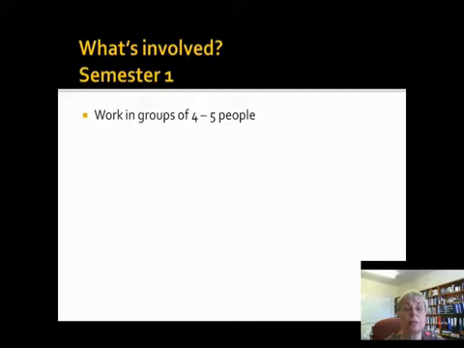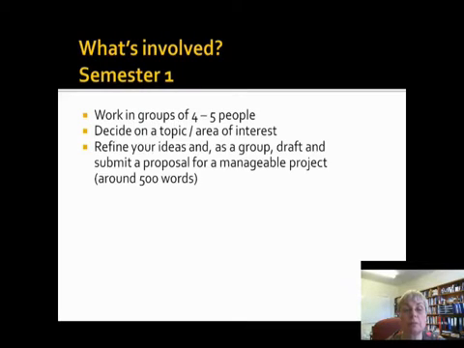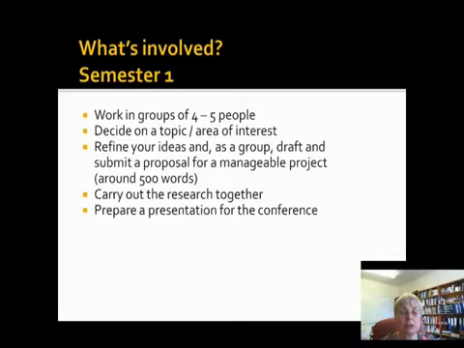Well, as you know, you'll be working in groups, and these groups have been predetermined. They're groups of 4 to 5 people, and you'll work with them on Friday when we all meet up together in lecture room 5 at 12 o'clock. First thing you do is decide on a general area that you can all be interested in and can all contribute to. Then, refining your ideas, you put together a proposal for a manageable project, and that's about 500 words. Then you'll carry out the research together, sorting out roles and responsibilities, as I've mentioned.